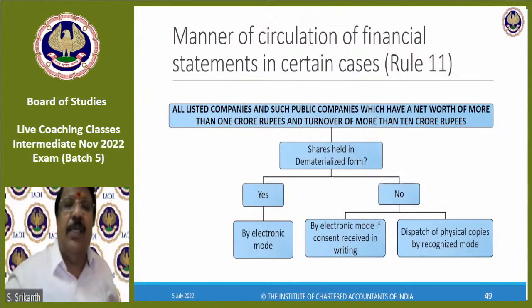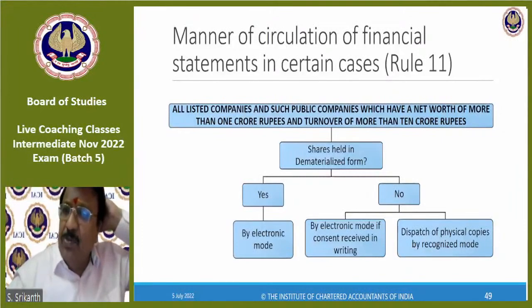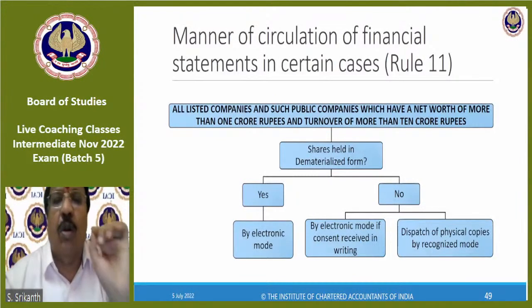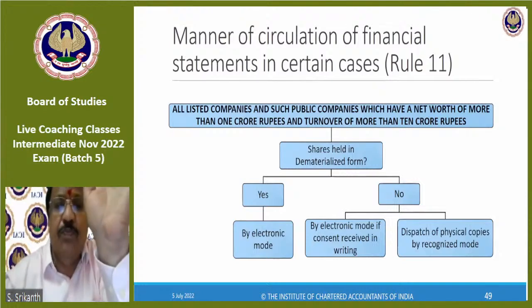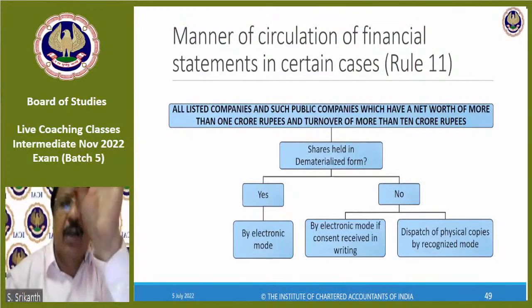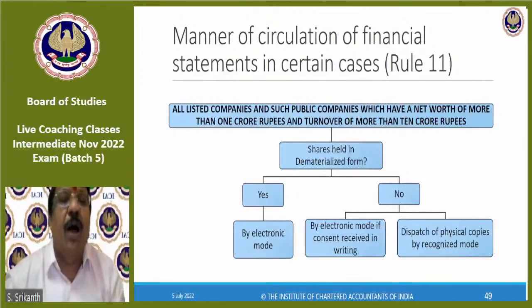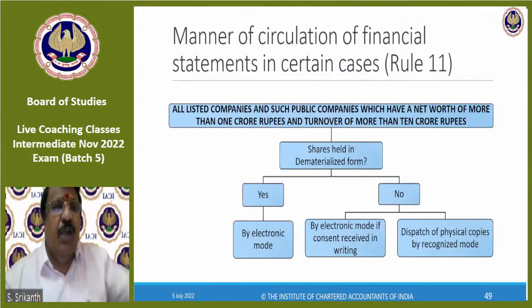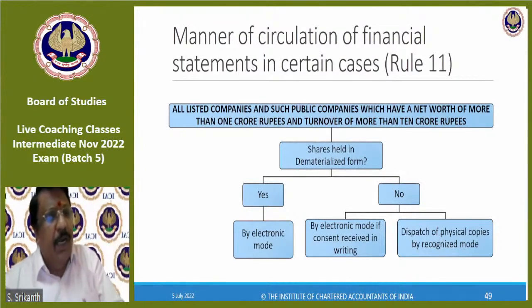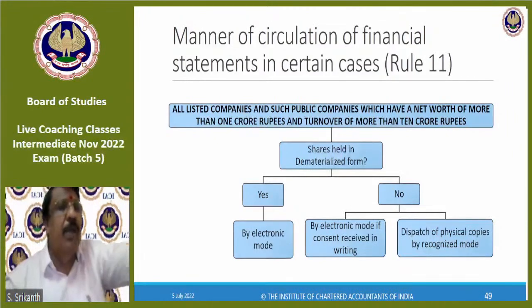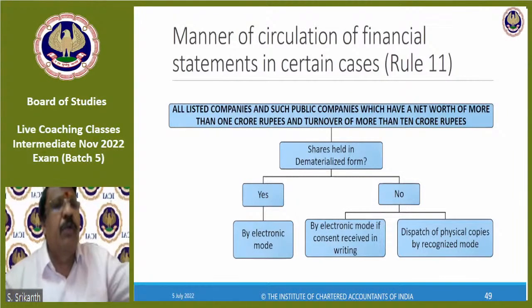All listed companies and public companies which have a net worth of more than 1 crore or turnover of more than 10 crore, okay, can send it by electronic mode, provided the shares are held in dematerialized form. If the shares are held in dematerialized form, see, listed company, 100% it will be held in dematerialized form, right? If you are the shareholder of listed company, if you are still holding physical shares, sorry, you will not get annual report. You should get it dematerialized, have a DP account wherein there will be a registered email ID. To that email ID only we will send.